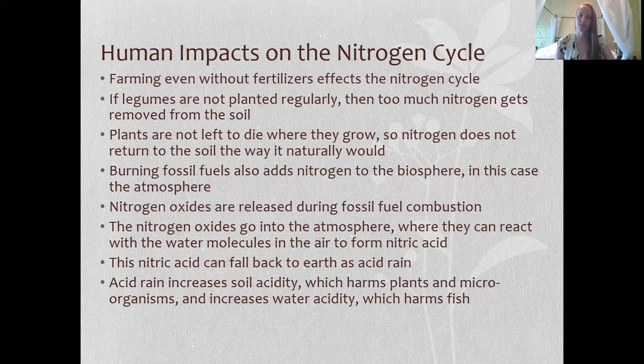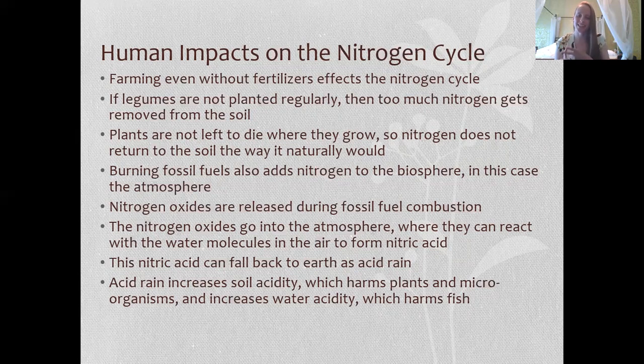Burning fossil fuels also affects the nitrogen cycle. When you burn fossil fuels, it adds nitrogen to the biosphere, in this case, in the form of nitrates going up into the atmosphere. Nitrogen oxides also get released, which includes both nitrates and nitrites, which, by the way, you don't have to know the difference between, but they are just two slightly different nitrogen molecules.